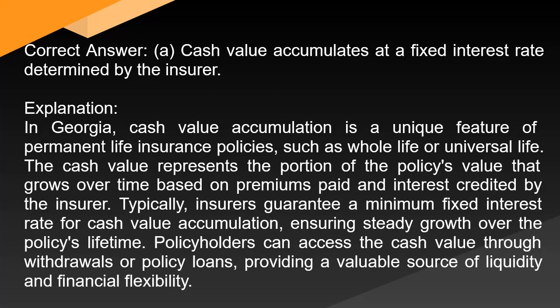Correct answer. A. Cash value accumulates at a fixed interest rate determined by the insurer. Explanation. In Georgia, cash value accumulation is a unique feature of permanent life insurance policies, such as whole life or universal life. The cash value represents the portion of the policy's value that grows over time based on premiums paid and interest credited by the insurer. Typically, insurers guarantee a minimum fixed interest rate for cash value accumulation, ensuring steady growth over the policy's lifetime. Policyholders can access the cash value through withdrawals or policy loans, providing a valuable source of liquidity and financial flexibility.